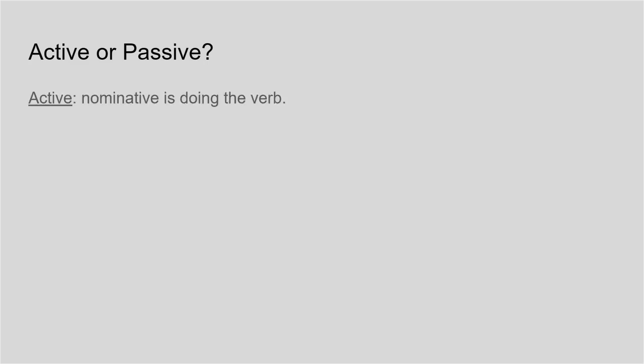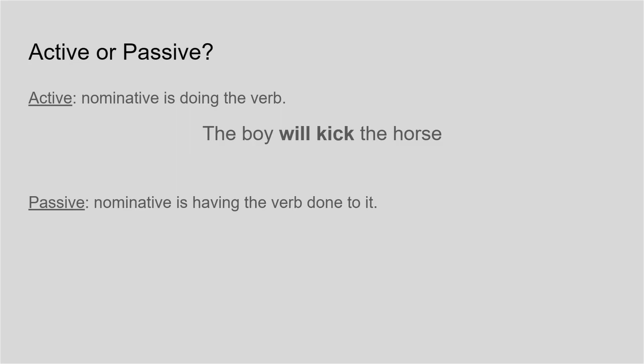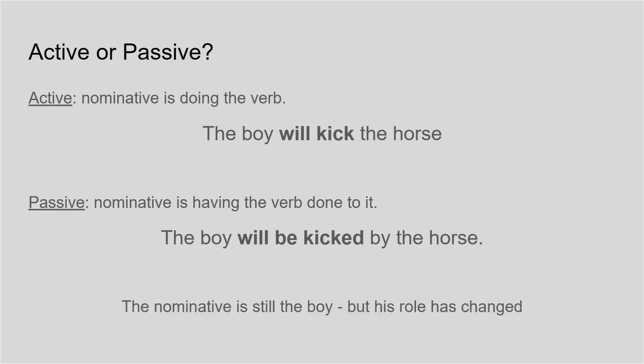So, active or passive? Active verbs, a nominative will be doing the verb, exactly what we would expect. The boy will kick the horse. So I've put it in the future because we're doing future verbs today. A passive verb is when the nominative is having the verb done to it. So the boy will be kicked by the horse. The boy is still the nominative in my sentence, but his role has changed. We now know that he is the one who will be passively kicked by the horse. He's not doing anything, it's happening to him.